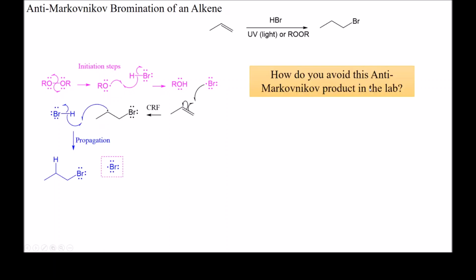How do you avoid the anti-Markovnikov product? You would use a glove box. And the second best answer is turn off the lights. And that's kind of a stupid answer because you can't work in a laboratory without some light source. And you might ask, well, normal room lights aren't supposed to give you UV radiation. They're supposed to give you visible light. And the answer is they give some of both.